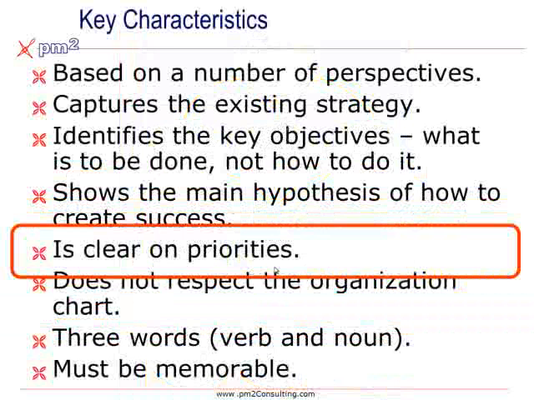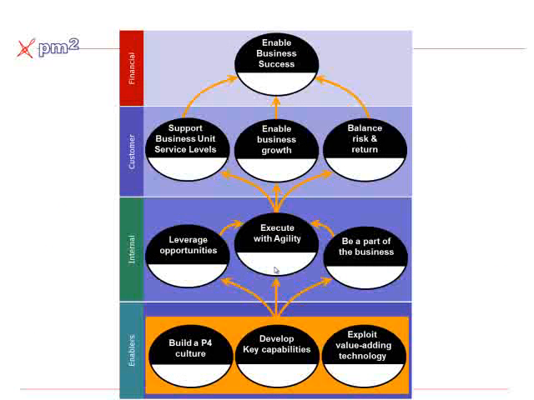We need to be clear on priorities. Having the strategy map is necessary but not sufficient. We have to make it into a strategy model by adding on the strategic weightings. Where are our priorities? In this example, you can see that we're clearly focused on overall enabling the business success. To do that, we're going to be more focused on supporting the business unit and enabling growth, and we're going to do that by executing with agility and being better partners. So it's a very clear strategy. The theme around operational excellence is clear, and it's very top-weighted. We're very concerned about what the customers see us performing.